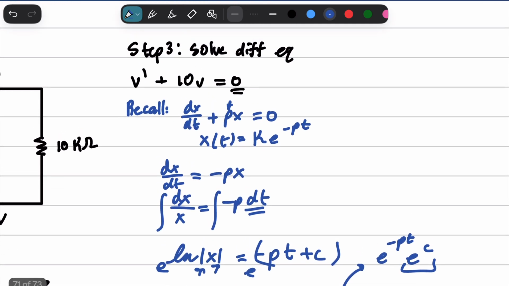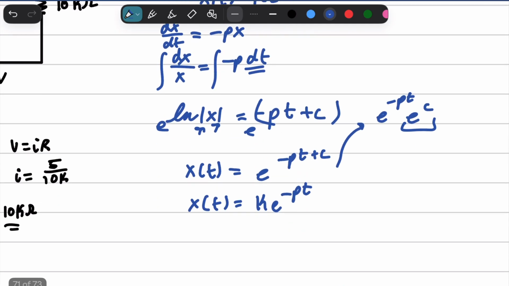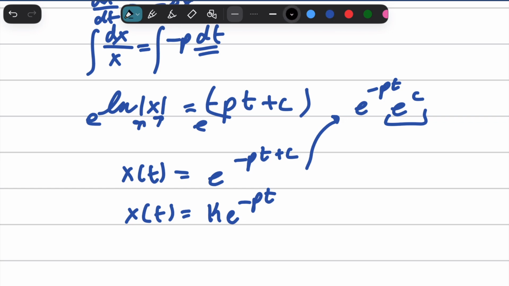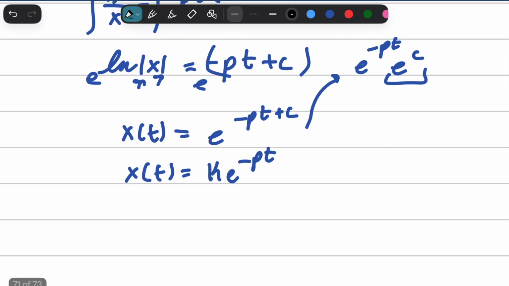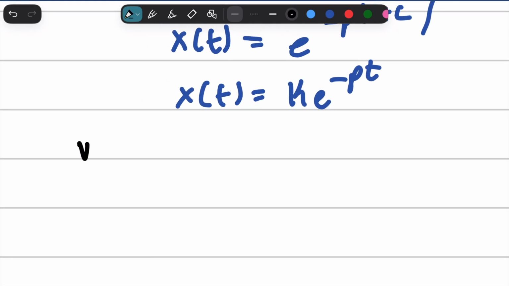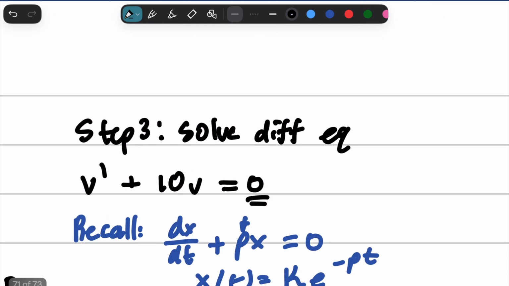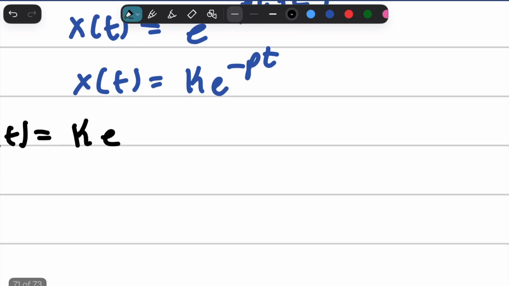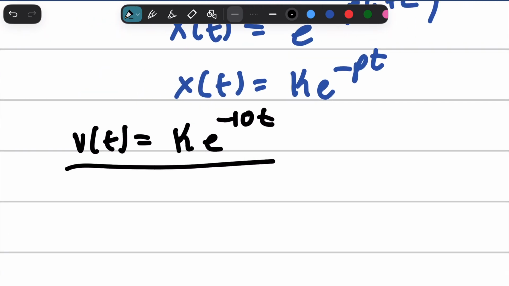And so instead of x this time, we're going to plug in v. And so v of t is going to equal k e, and what is p in this case? Just 10. e to the negative 10t. Okay? And that's it. But technically not. We do not know what k is, but we can solve for k.